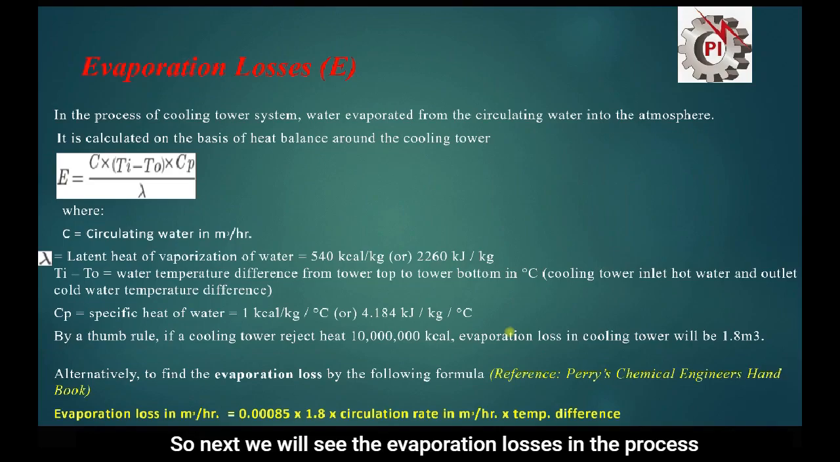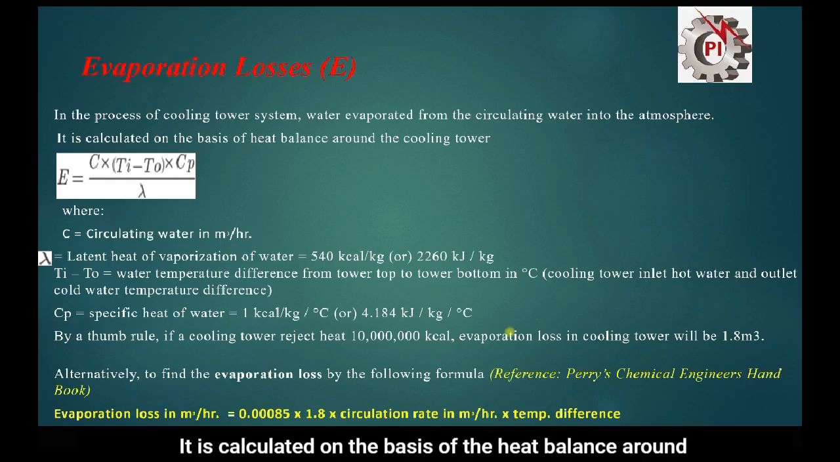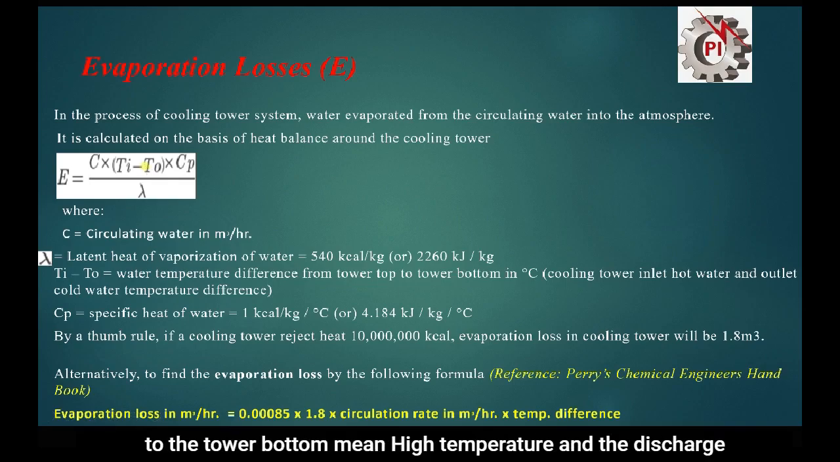Next we will see the evaporation losses. In the cooling tower system, water evaporates from the circulating water into the atmosphere. It is calculated on the basis of the heat balance around the cooling tower. This is one of the formulas. C is the circulation of the water. This is the latent heat of vaporization of water. T is the temperature difference from tower top to tower bottom, meaning the high temperature and the discharge temperature. You can say this is the range of the temperature. Cp is the specific heat of water and E is the evaporation loss.